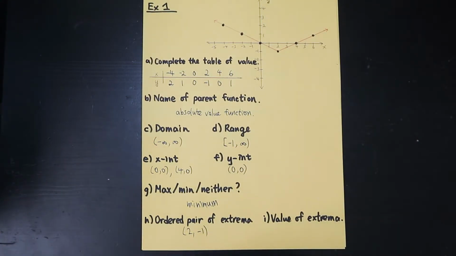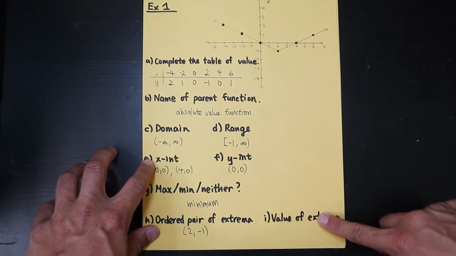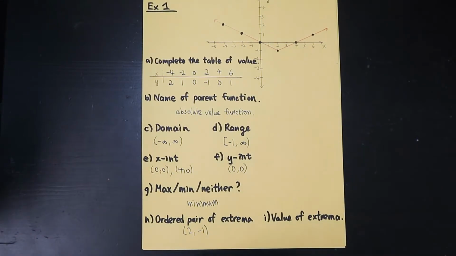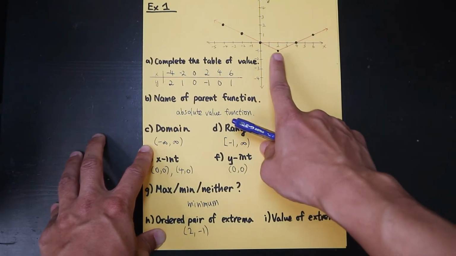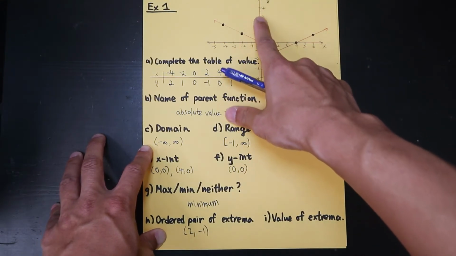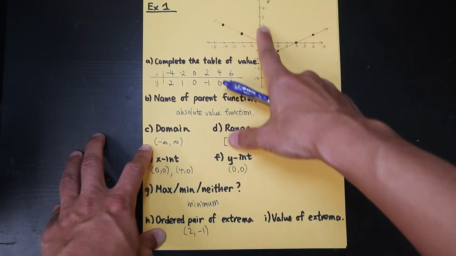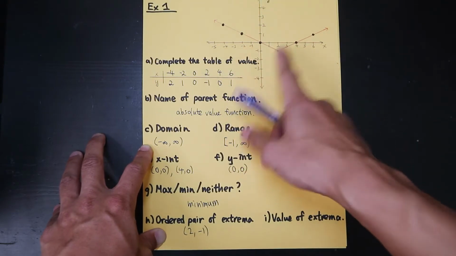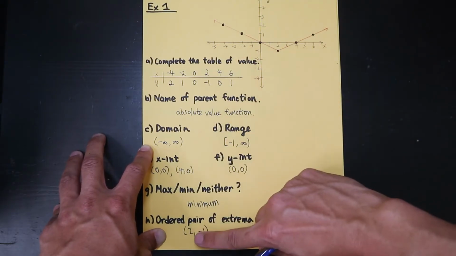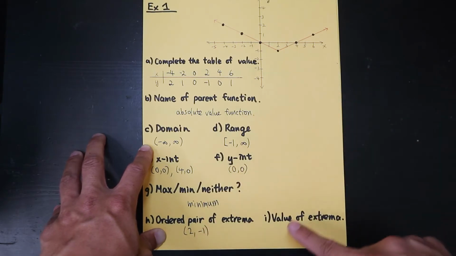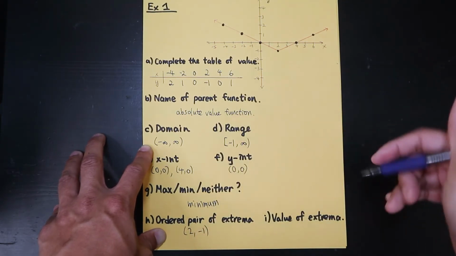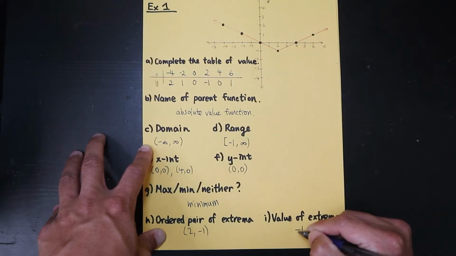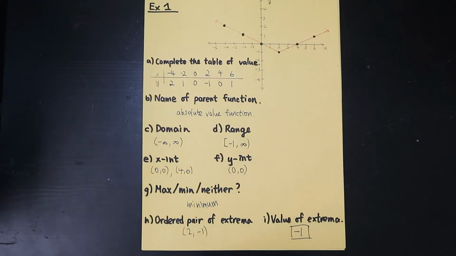Okay. And then something new is, what is the value of the extrema? The value of the extrema is how high or how low the extrema is. So to find how high or how low, we always use the y value, because the y-axis always goes up and down in a coordinate plane. So in this case, since you have the ordered pair 2, -1, the value of the extrema is always the y value of the ordered pair. So we're just going to say -1, and then that's it.